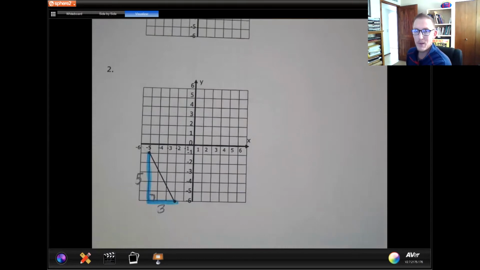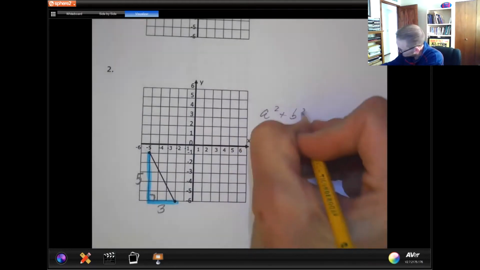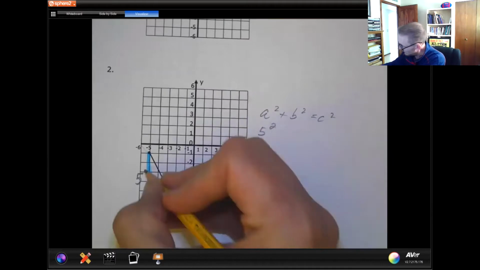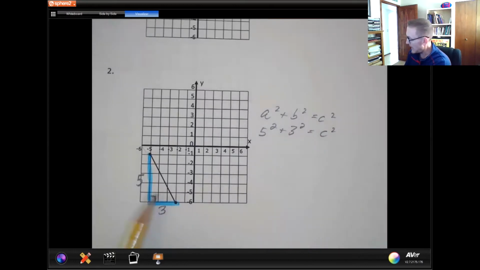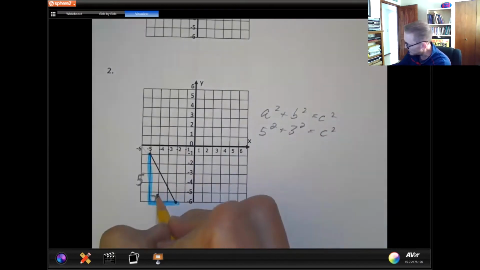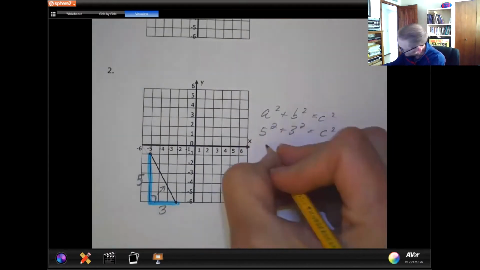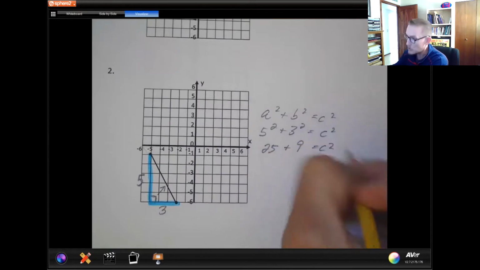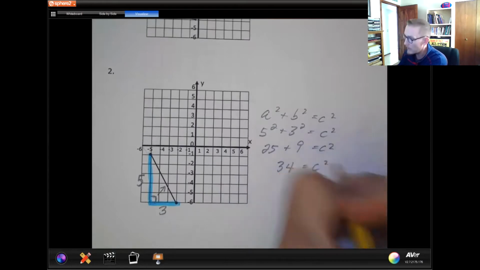Now, this is going to create something we haven't seen before, and this is where your calculator use becomes crucial. Let's plug into our Pythagorean theorem again. A squared is 5 squared plus B squared, which is 3 squared, equals C squared. Remember, A and B don't really matter which one is which, but side C is always opposite the box. 5 squared is 25 plus 3 squared, which is 9, equals C squared. Add these together and I get 34 equals C squared.